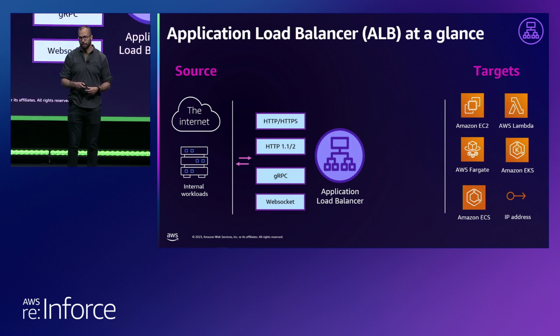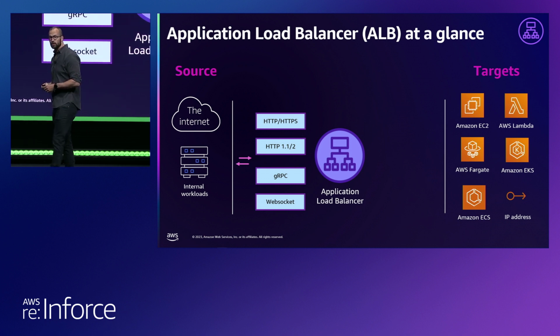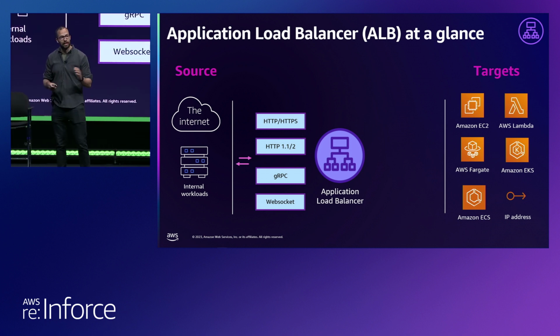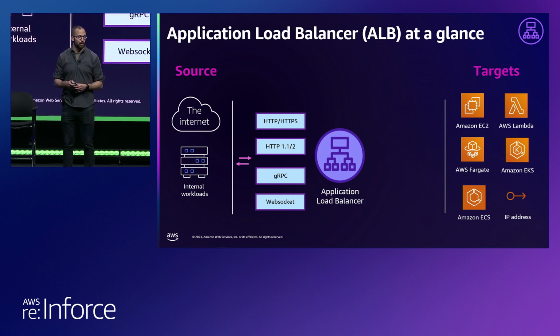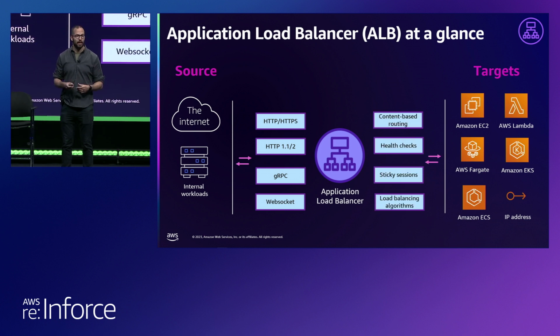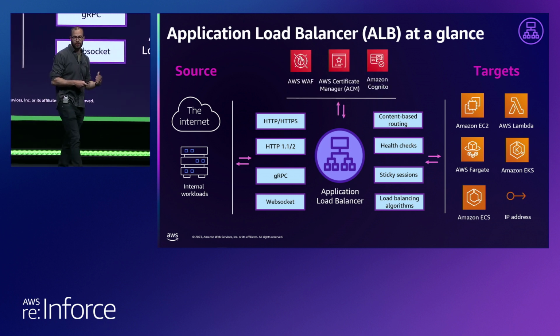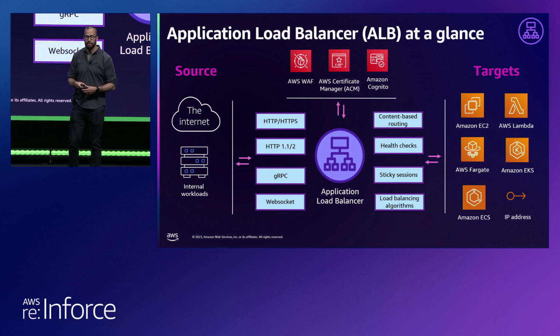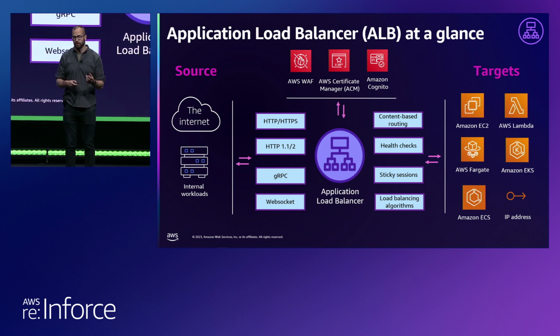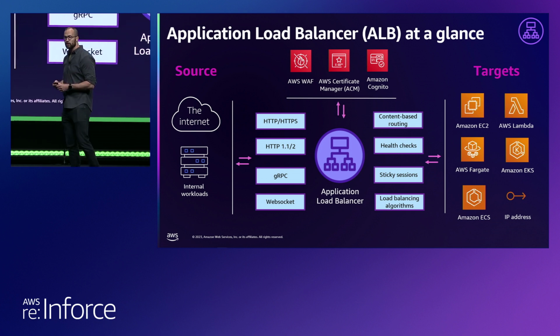An application load balancer focuses on HTTP, so it will handle a lot of the different HTTP protocols, and it has a set of functions like intelligent routing, sticky sessions, and so on, to deliver the traffic to the backends. And it integrates with different security services like AWS WAF, Certificate Manager for managing your certificates, and then Amazon Cognito for authentication.